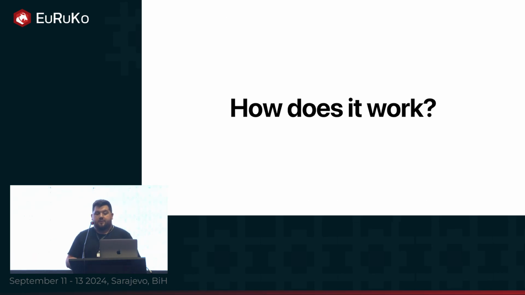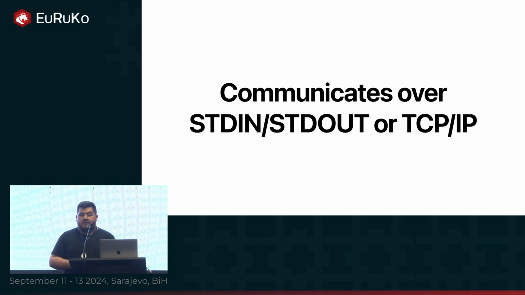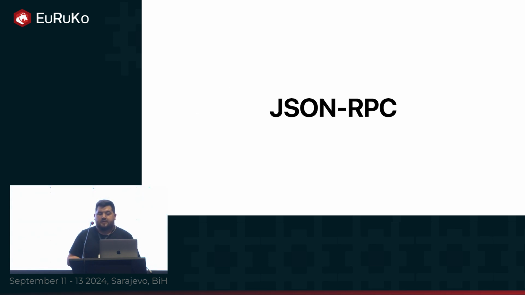So how does it work? Whenever you open a file in your editor, it starts a process per language once, and it keeps running in the background as long as that file or this project is open. It usually communicates over standard in and standard out. There's also an option to do it over TCP/IP, but usually it's standard in, standard out. And it uses a protocol called JSON RPC.